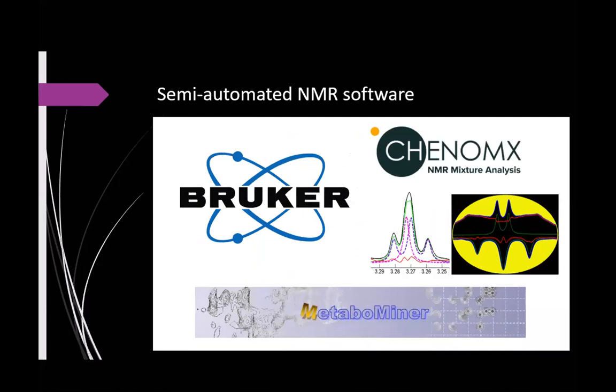We have several semi-automated NMR software. I say semi-automated because the software does most of it for you, but it requires some manual intervention from the user. So you need some NMR understanding and you need to know what you're doing with NMR spectra. Bruker has several programs, but you need to pay for a license to use them. Chenomx is a free program, but you can upgrade it to a premium program, which is like most things in life now: you get it free, but then you've got to upgrade to get the program that you really want. The middle one there is called Batman, which I think is an awesome name for a program that uses R script. And the bottom there is MetaboMiner, which is used for two-dimensional NMR annotations. These are just some examples. There are plenty of others, but I'm going to recommend that we start with Chenomx because it's free and it's very user-friendly.